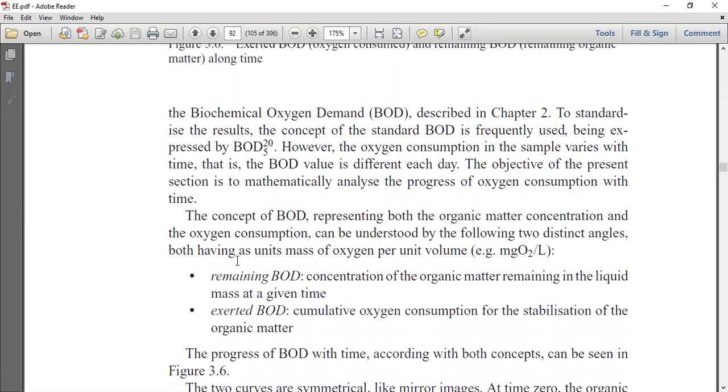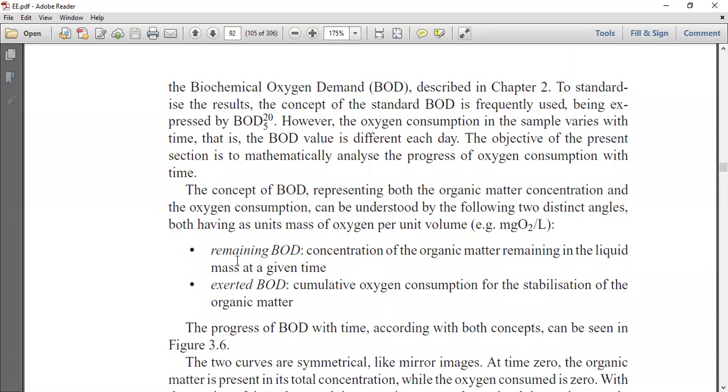The concept of the BOD, representing both organic matter concentration and oxygen consumption, can be understood from the following two distinct angles, both having units of mass of oxygen per unit volume. Remaining BOD: concentration of the organic matter remaining in the liquid mass at a given time.